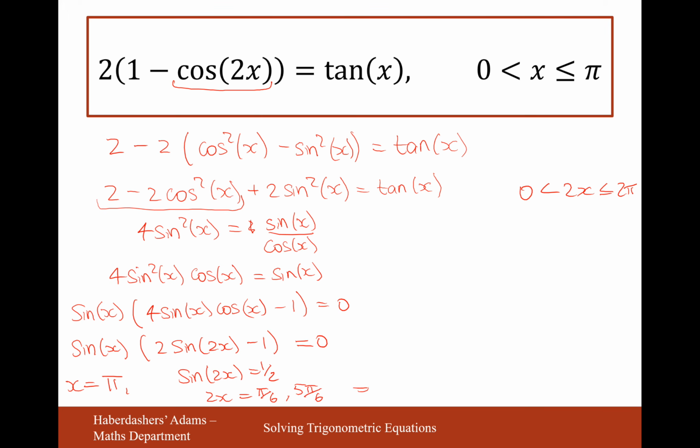And those are these solutions there. But x will therefore equal pi by 12 and 5 pi by 12. So there we are, we have 1, 2, 3, 4 solutions to this equation here.